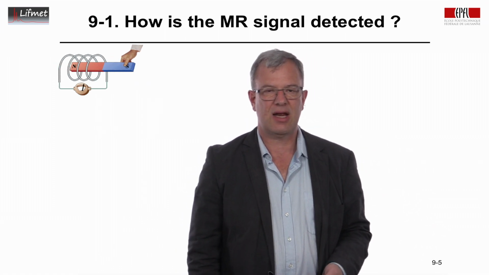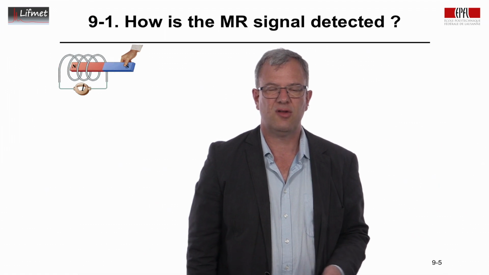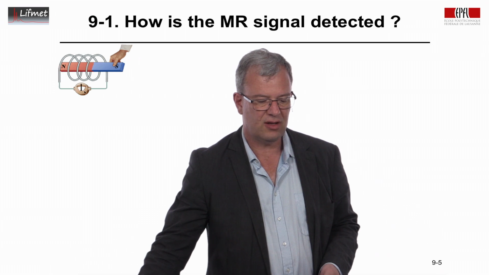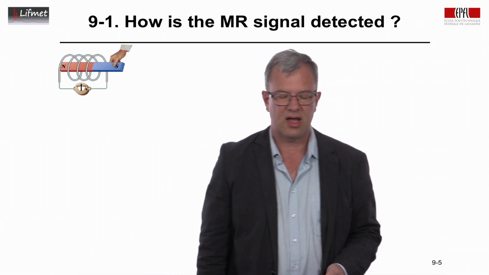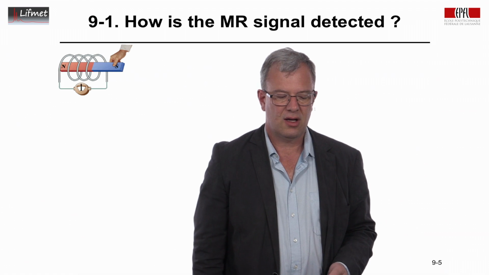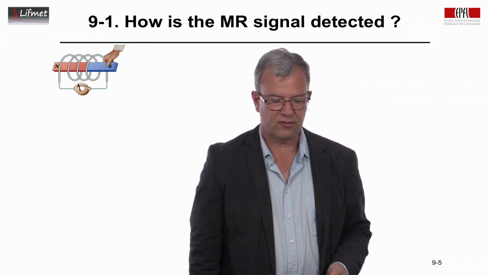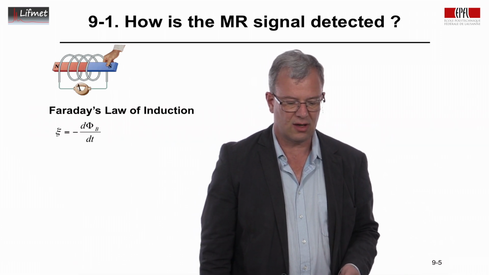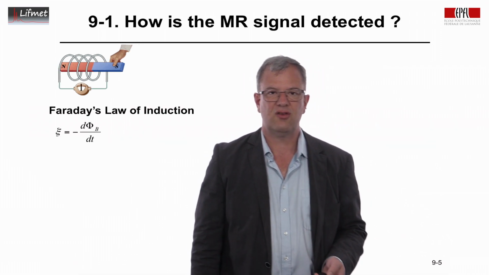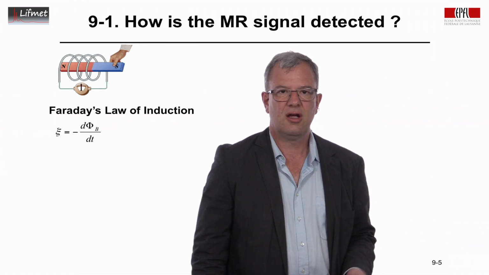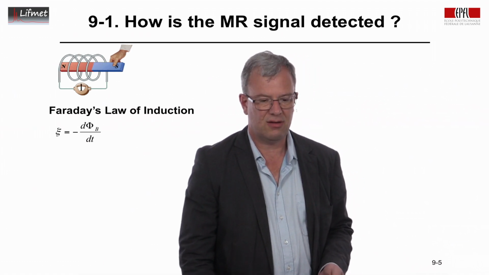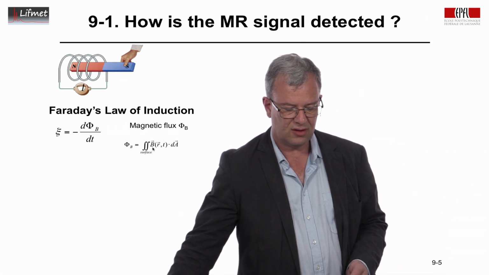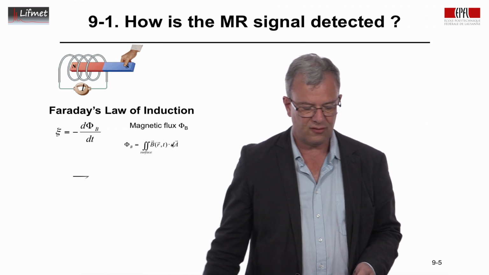We have a magnetic dipole whose position varies in time, and a surrounding conducting structure. In that surrounding conducting structure, an electric field, a voltage, is being induced. And all of this is simply Faraday's law of induction. Faraday's law states that the induced voltage is given by the time derivative of the magnetic flux. The magnetic flux is given by the surface integral of the magnetic field with the surface vector.